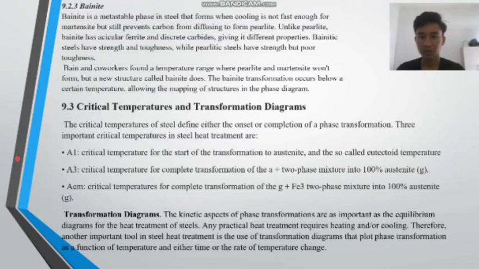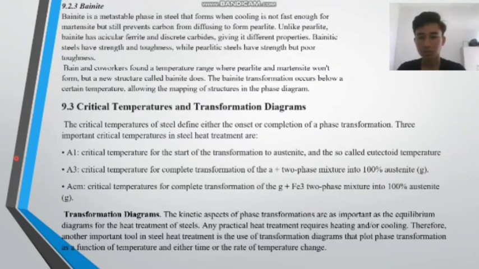9.3 Critical temperatures and transformation diagrams. The critical temperature of steel defines either the onset or completion of a phase transformation. Three important critical temperatures in steel heat treatment are: A1, the critical temperature for the start of the transformation to austenite, also called the eutectoid temperature.